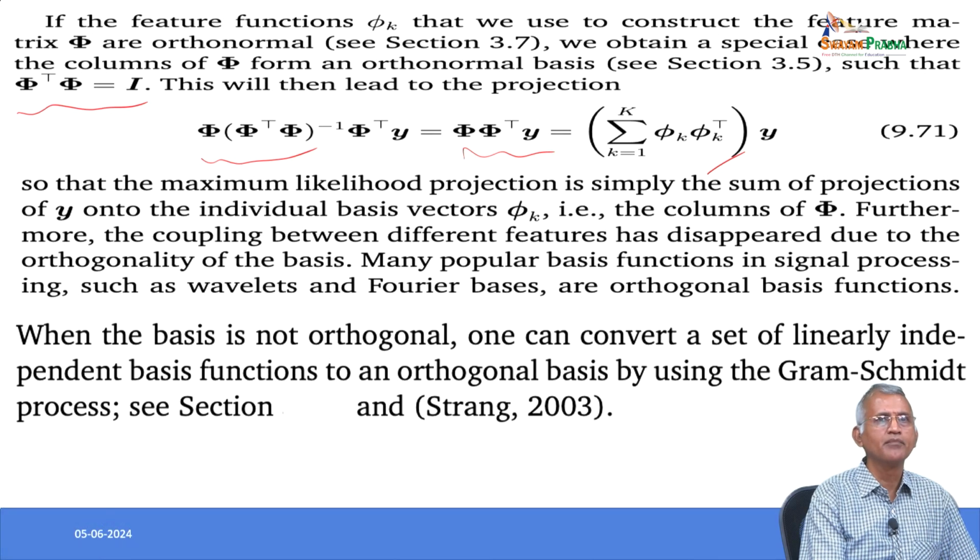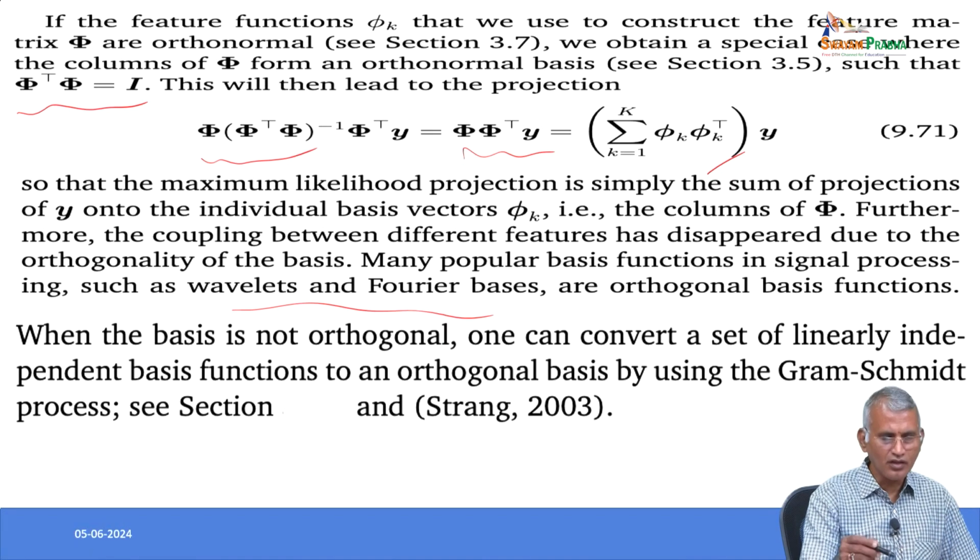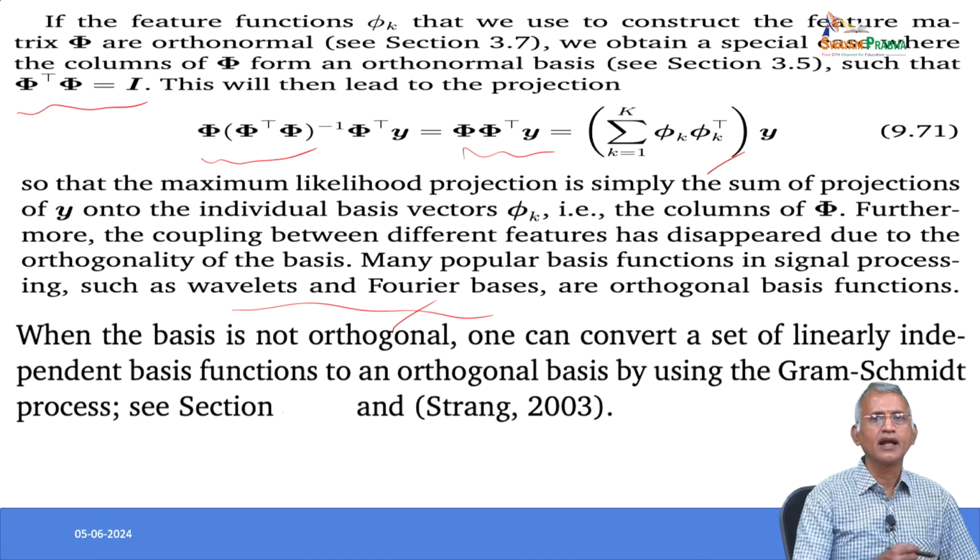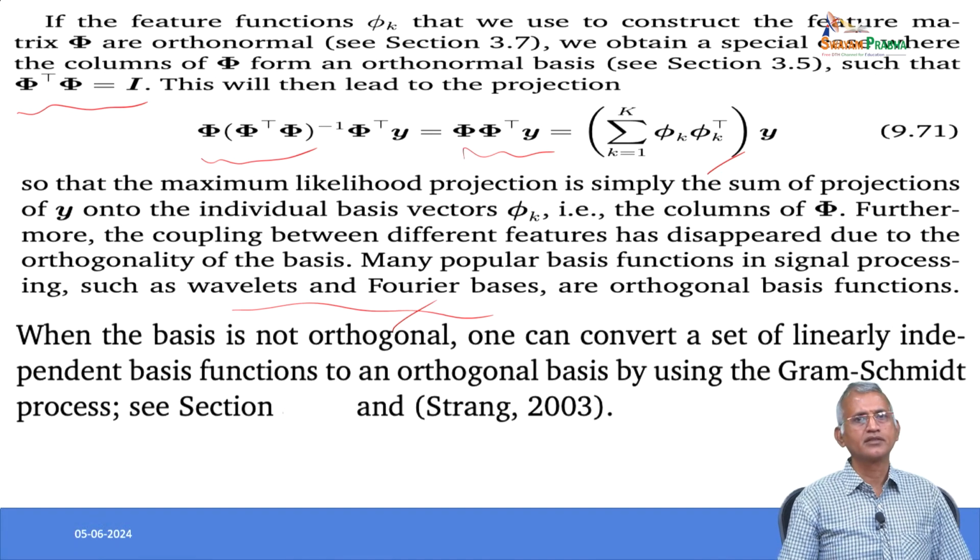Furthermore, the coupling between the different features has disappeared due to the orthogonality of the basis, and many popular basis functions in signal processing such as wavelet and Fourier basis are orthogonal basis functions. So, when the basis is not orthogonal, one can convert a set of linearly independent basis functions to an orthogonal basis by using the Gram-Schmidt orthogonalization process.